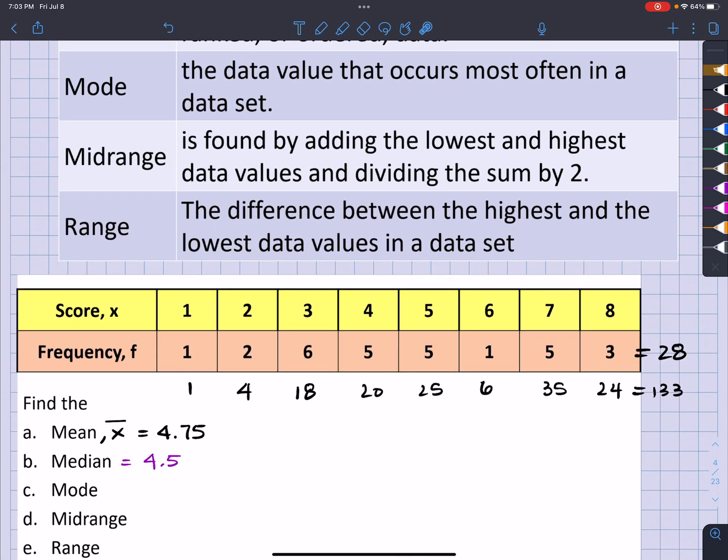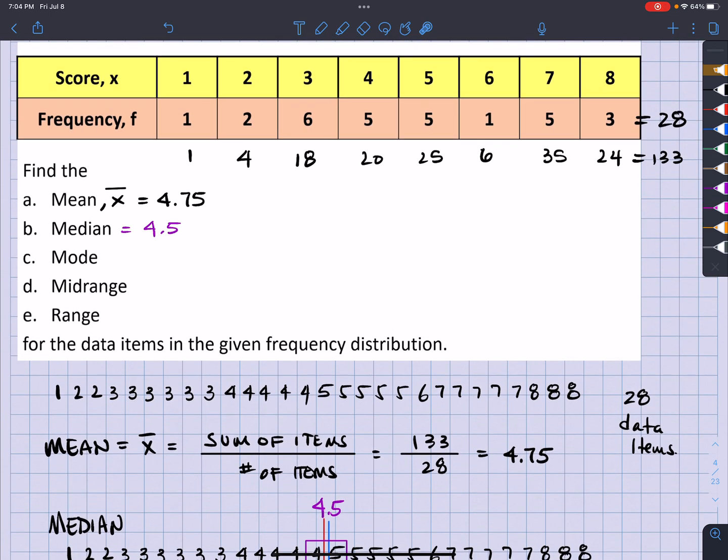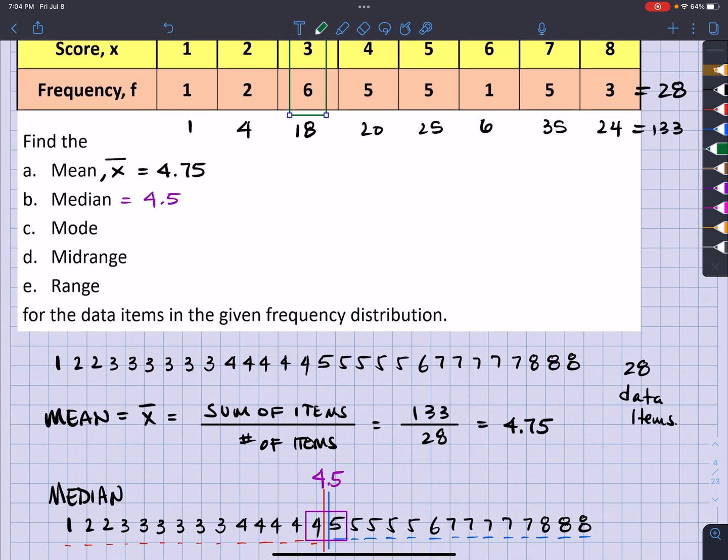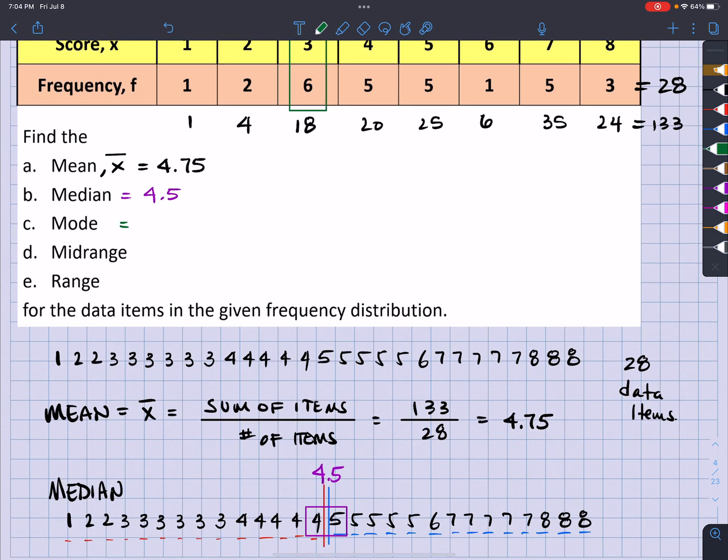Now let's take a look at the mode. The mode is the data that occurs most often. MO for most. Now this one you don't need any data. You can look right at the frequency. The frequency is telling you how often something is happening. So the one that happens most often is right here, 6 times, which is 3. So that would be my mode. All right, so the mode is 3.